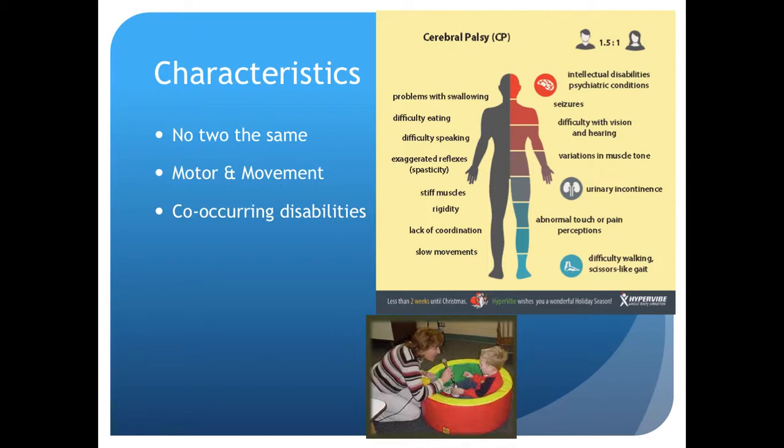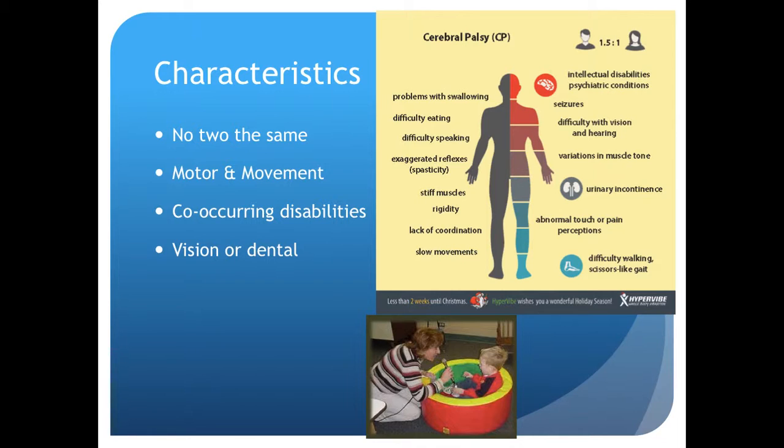There are some co-occurring disabilities. Epilepsy is very common, which is recurring seizures. Autism spectrum disorder can also be a co-occurring disability, as well as intellectual disabilities, which can affect the child's learning.